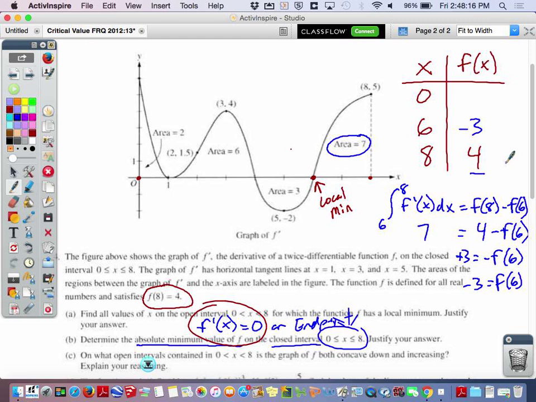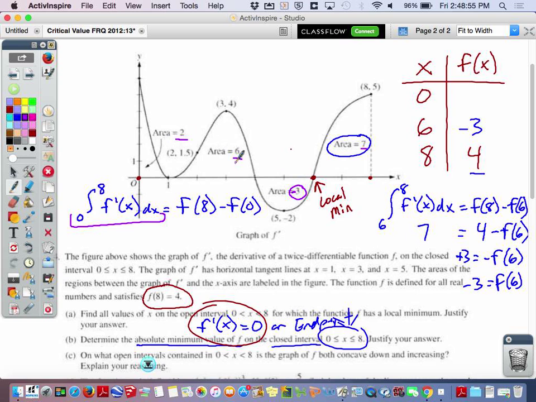We can do something similar to find the function value at 0. I can do the integral from 0 to 8 of f prime of x. That's got to be equal to f of 8 minus f of 0. Now I can figure out the integral from 0 to 8 of f prime of x by adding up all of these areas. But when I do that, I need to remember that the 2, 6, and 7 are positive, but the 3 here is actually got to be considered a negative. So we'll add these up.